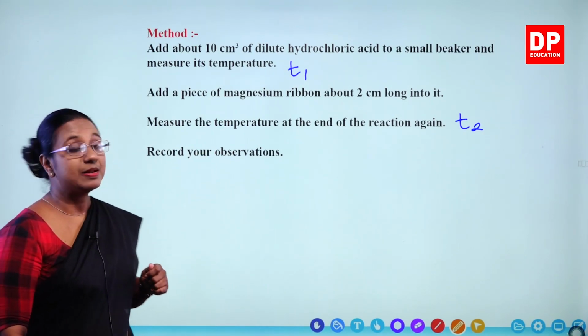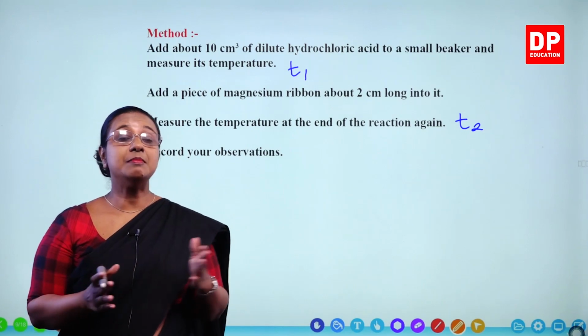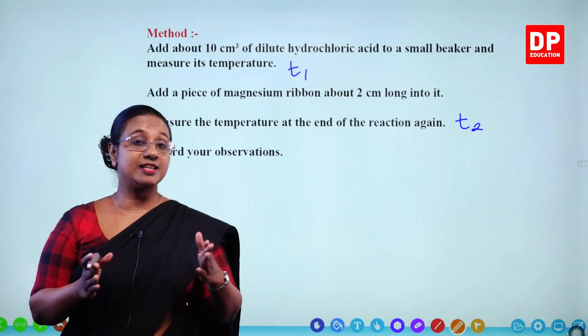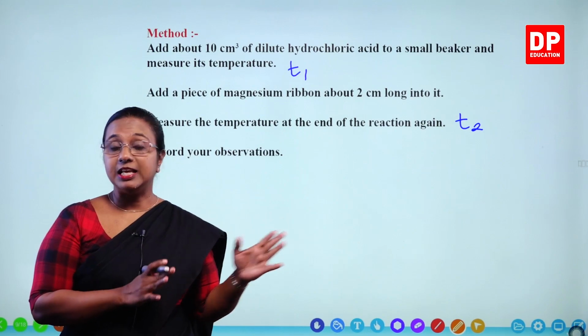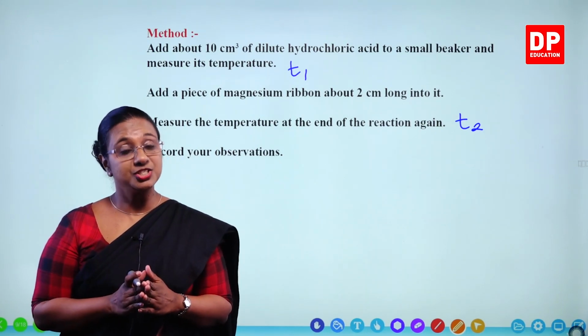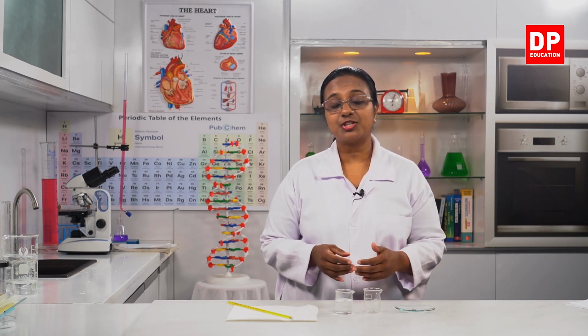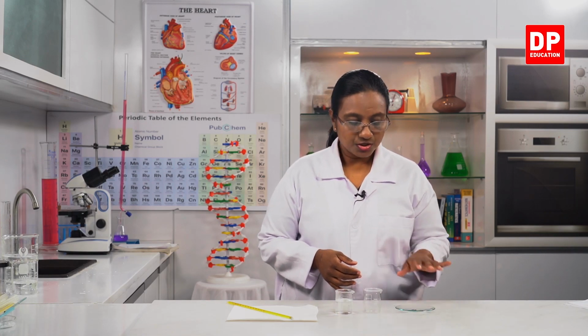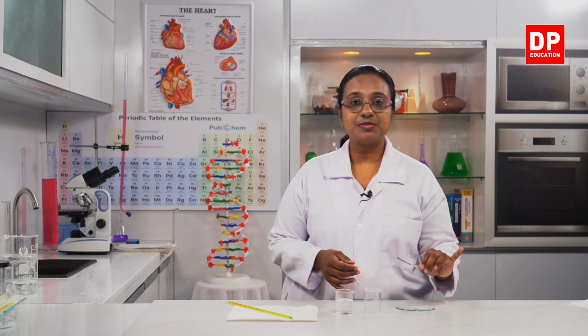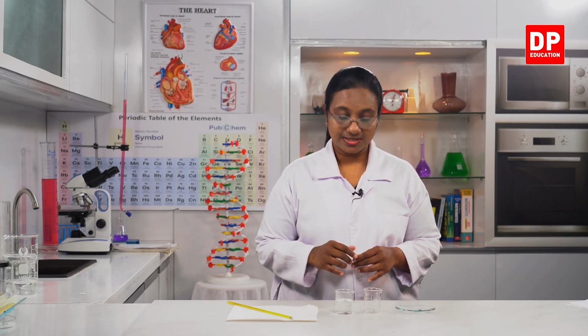So a very simple activity. You have seen the magnesium reacting with hydrochloric acid before also. But here we need to concentrate on the temperature change. So let's go to the lab and do the activity. So now we are going to observe how the heat change takes place with the reaction of magnesium strip with dilute hydrochloric acid. So here I have the clean magnesium strips and also small pieces of magnesium strip as well as the dilute hydrochloric acid solution.